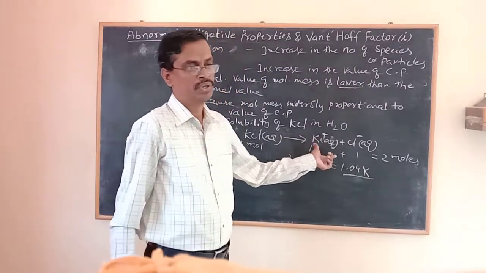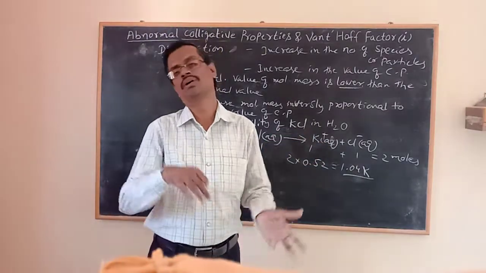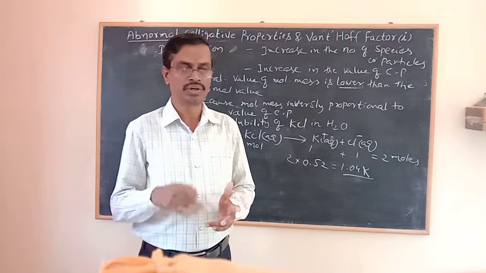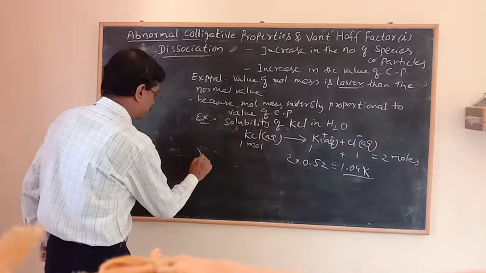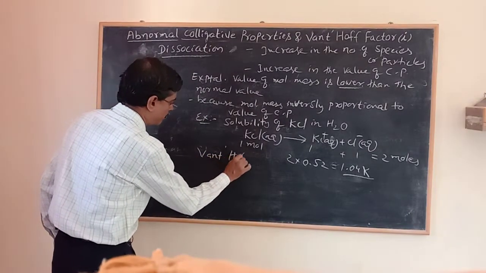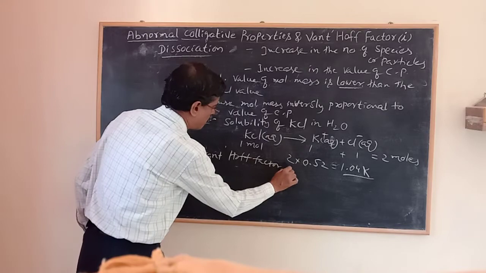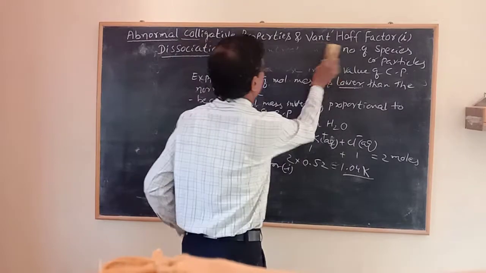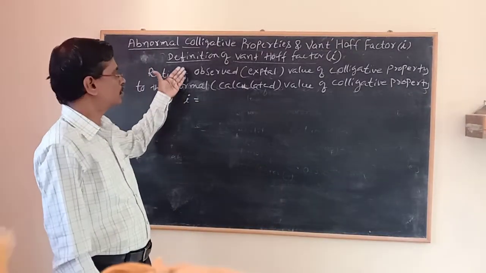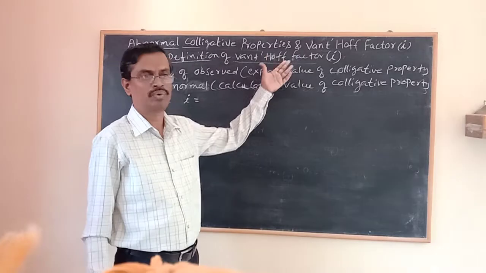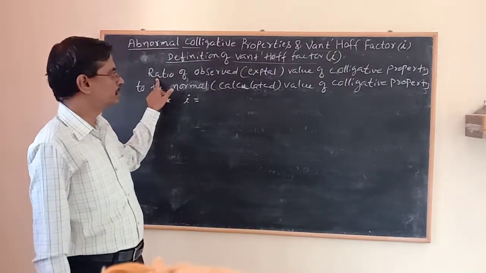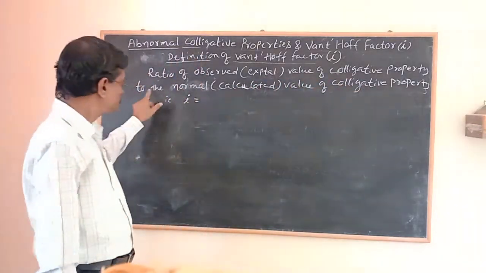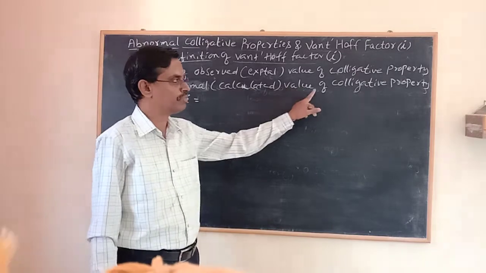To account for this extent of association or dissociation, the scientist Van 't Hoff introduced the factor called the Van 't Hoff factor. To discuss this, we have to know the definition of the Van 't Hoff factor, or what is meant by it. It is the ratio of the observed or experimental value of colligative property to the normal or calculated value of colligative property.